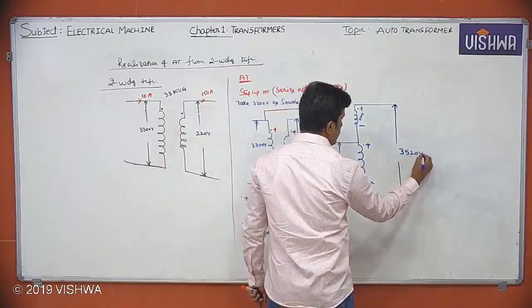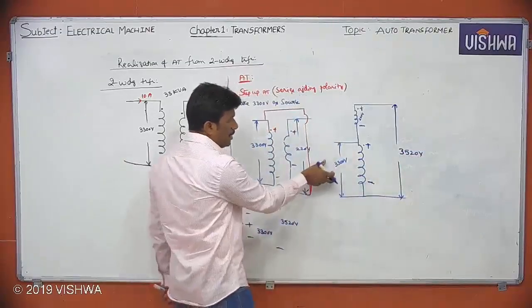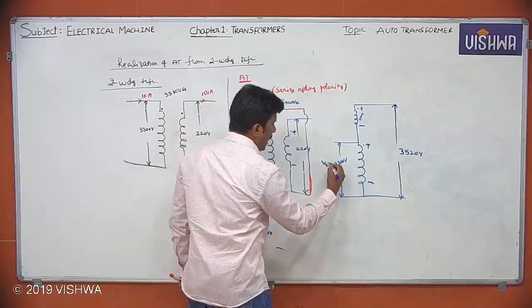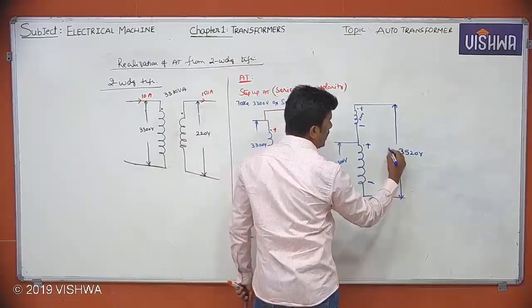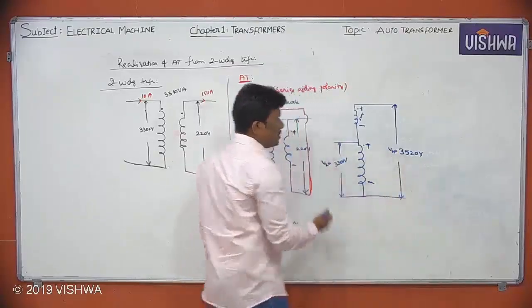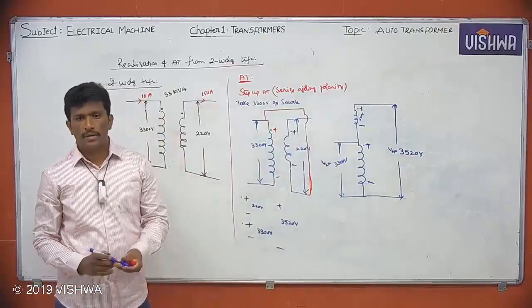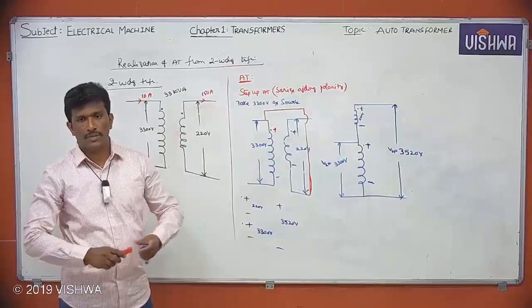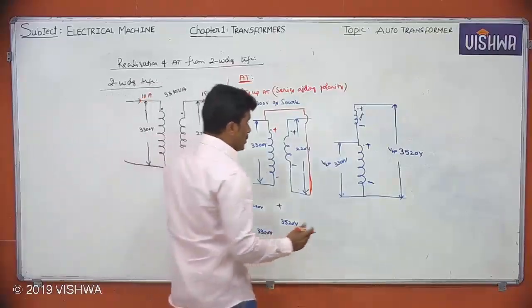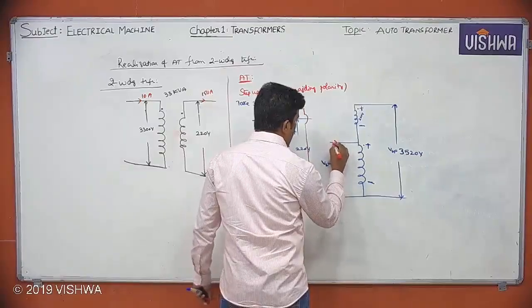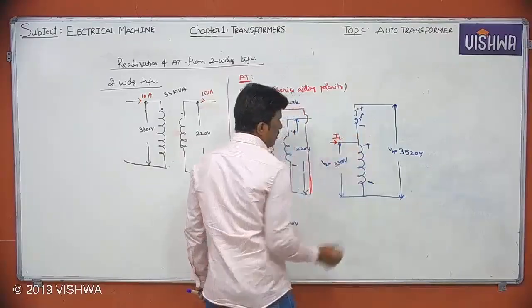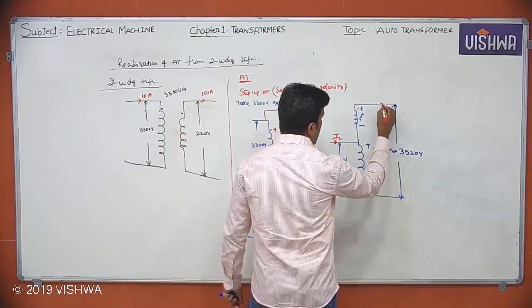3520 volts. So I can take this 3300 as VL. I can take this 3520 as VH. Step up transformer. Very simple. Step up transformer, right? So here this is what I can say IL current, and this is what I can say IH current.